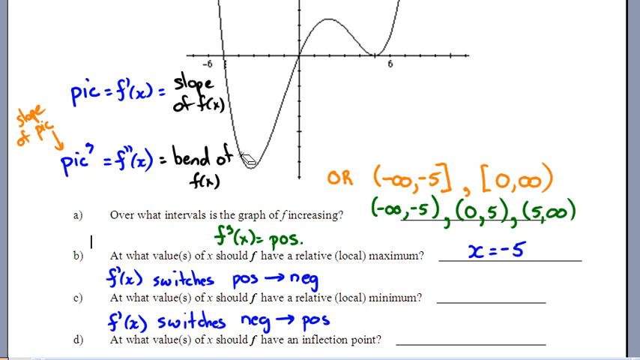Not here, but here's one. And not there. Here it's positive to positive. Positive, 0, then positive again. But that was a good spot. So at x is equal to 0.